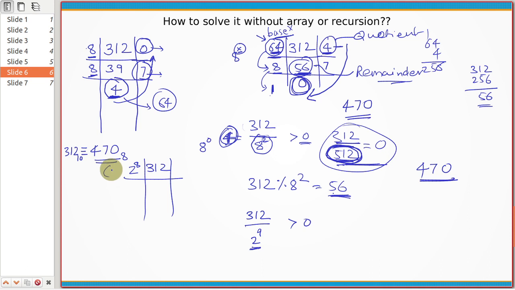So I start with 2 raised to 8, which is nothing but 256, right? If I divide this by 256, what remainder will I get? 312 minus 256 would be 56, right? So I will get 56. So basically I write my remainder here and I write my quotient here. So how many boxes of 256 will I be able to create? Only 1, because if I divide 312 by 256, the answer would be 1.